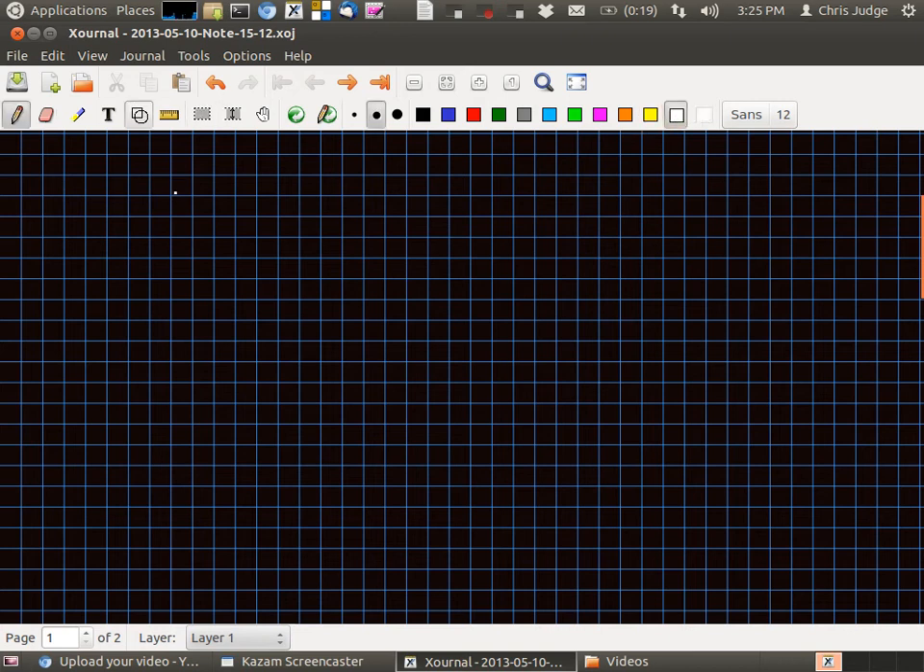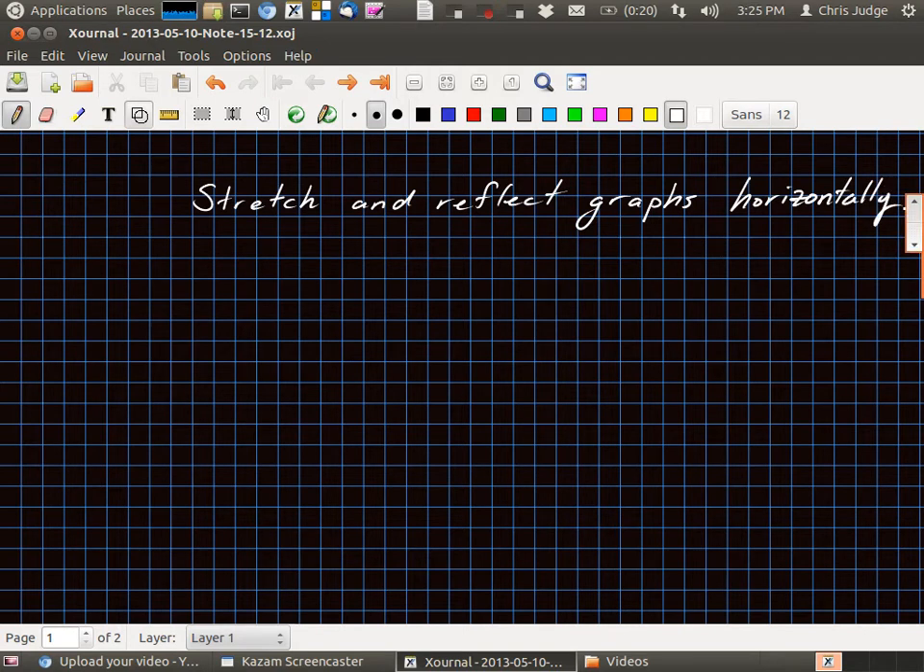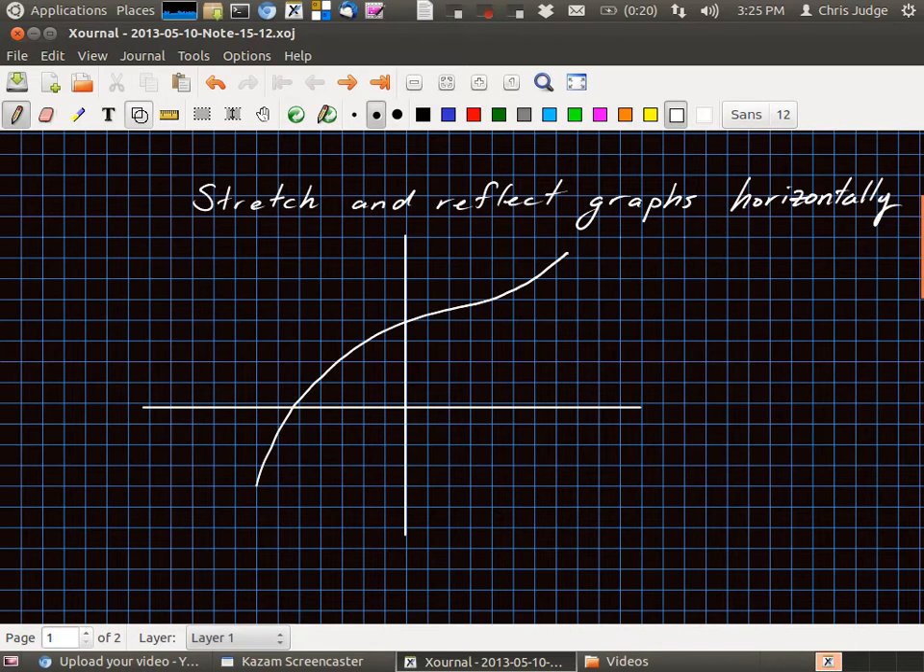Hi, in this video we're going to talk about how to stretch graphs horizontally and also reflect. So in this case we may be given a function whose graph looks something like this. There's my function, say g of t.